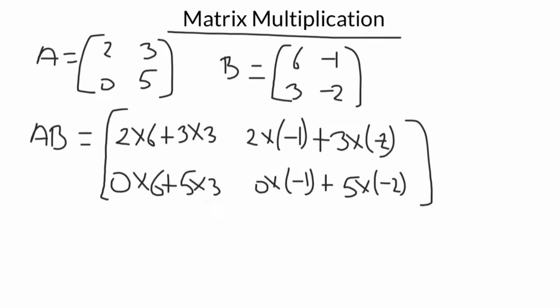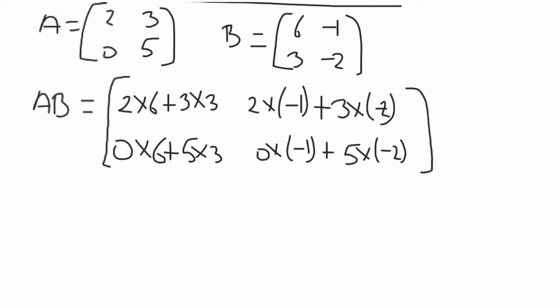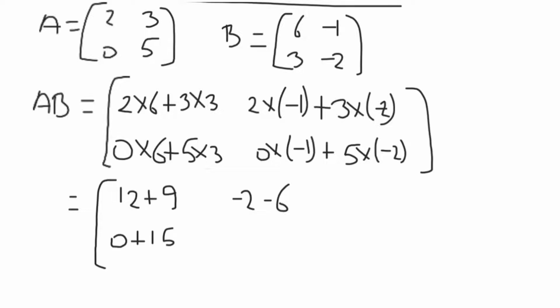So now what will be the result? We will find out after doing this simple simplification. So 2 multiplied by 6 is 12, plus 3 times 3, 9, and 2 multiplied by minus 1, minus 2, plus 3 into minus 2, minus 6. 0 times 6, 0, plus 5 times 3, 15. 0 times minus 1, 0, minus 5 times 2, 10.